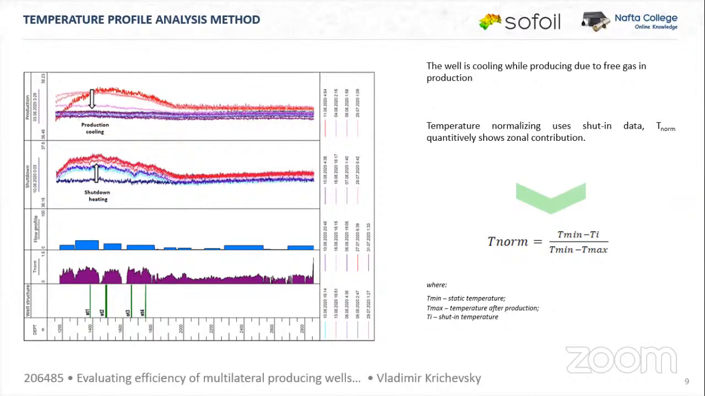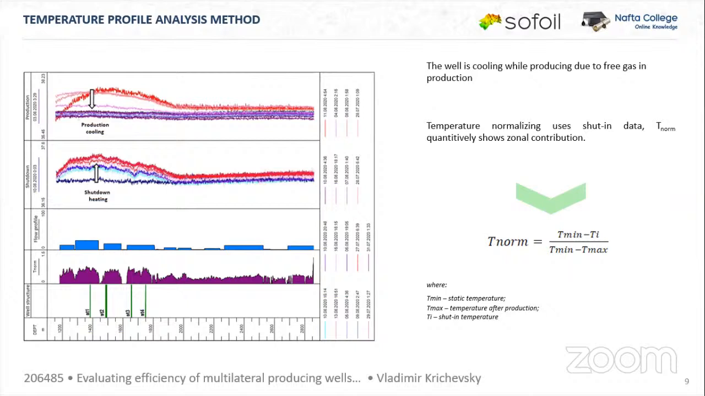Well, I think that's rather simple. So if we have in the history of the well different time periods when we started producing, then shut down the well, then start producing again, then by temperature variation and by the speed of this temperature variation at different zones, we may estimate the inflow contribution. So here on the right, you can see the formula.